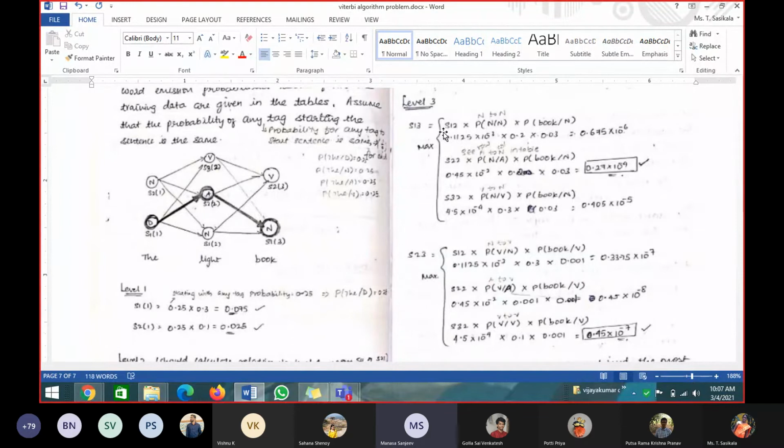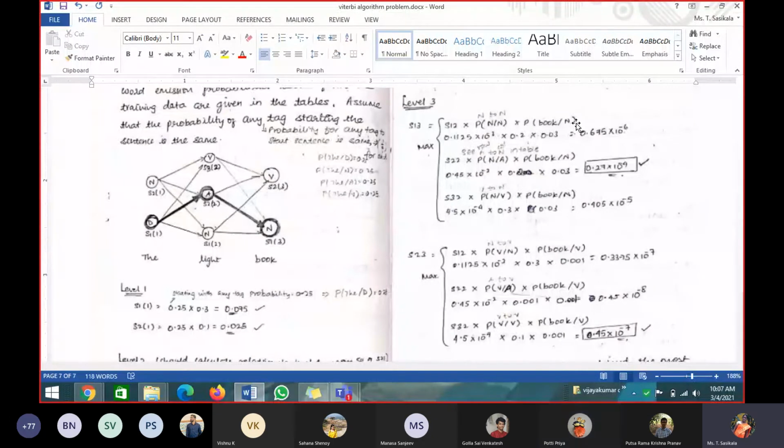S12, S22 and S32. No, don't tell like that. First finish S12. For S13 we have three combinations, S12, S22 and S32, right? For S12, tell me the entire expansion. S12 into probability of noun given noun into probability of book given noun. Very good. Are you all able to follow this?